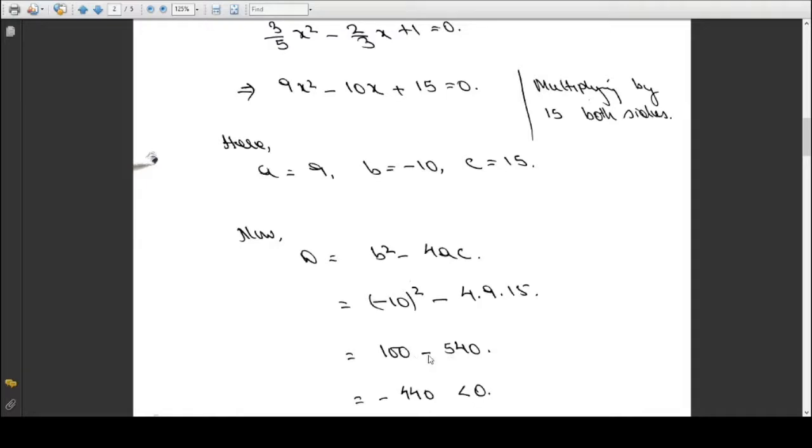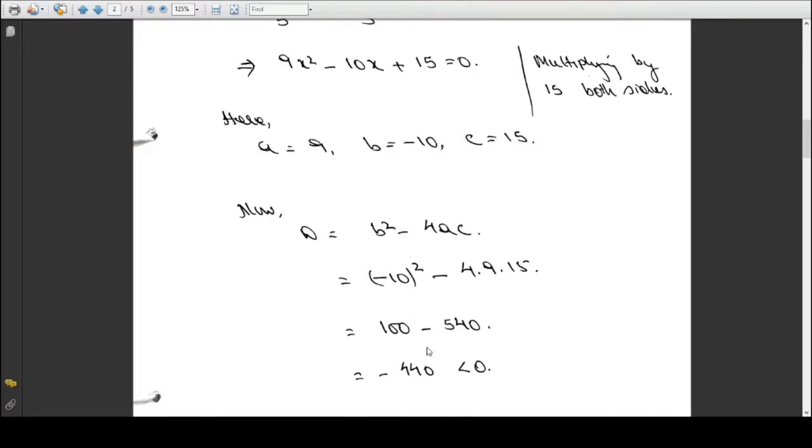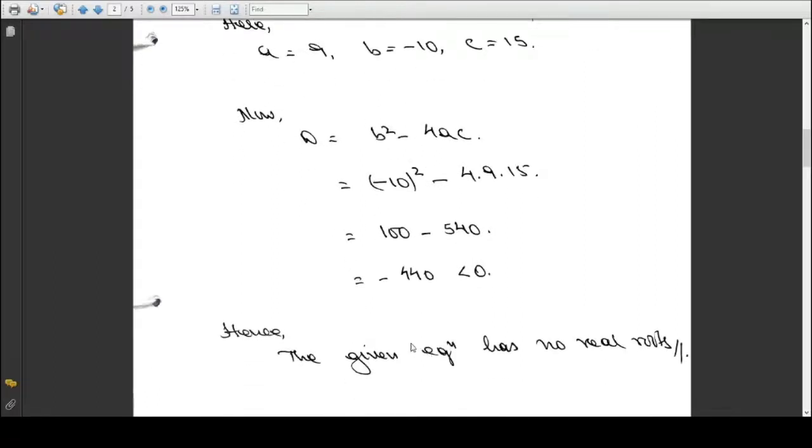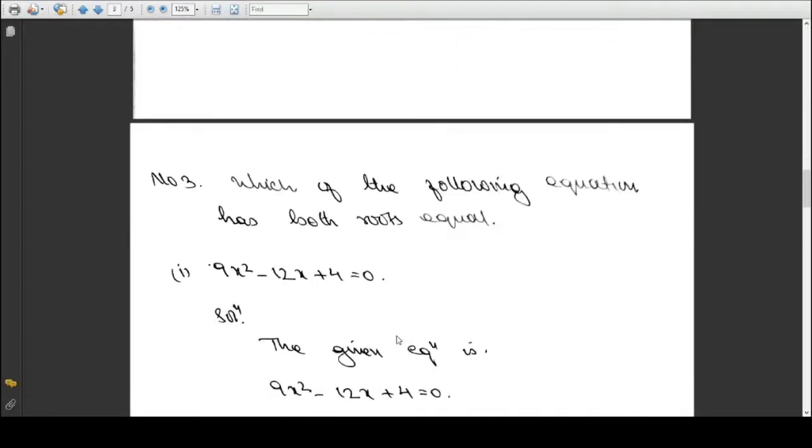Which sign is greater? It is the minus sign, therefore it will be minus 440. And is this minus 440 less than, greater than or equal to 0? Definitely it is less than 0. Therefore the given equation will have no real roots.